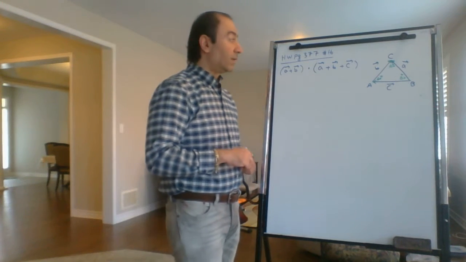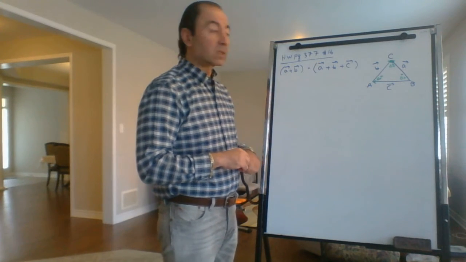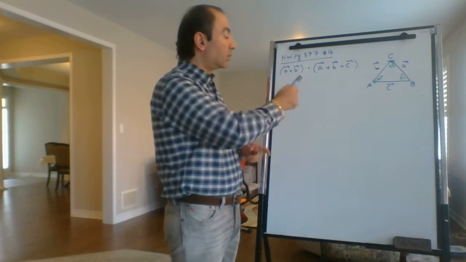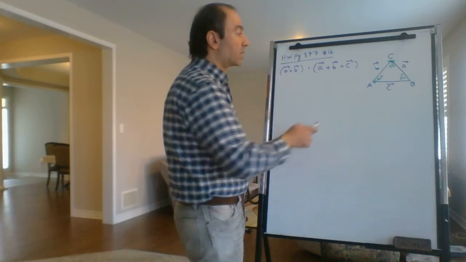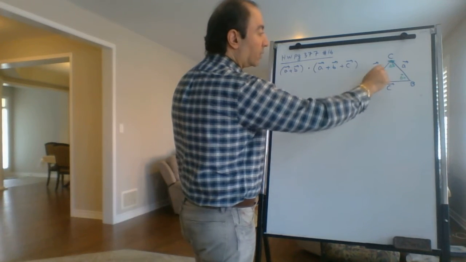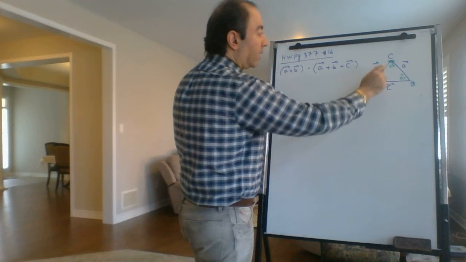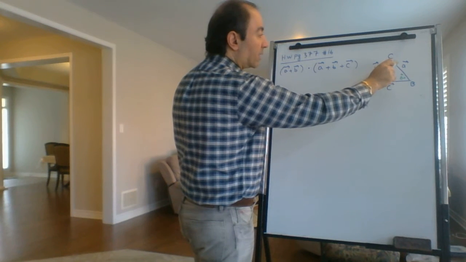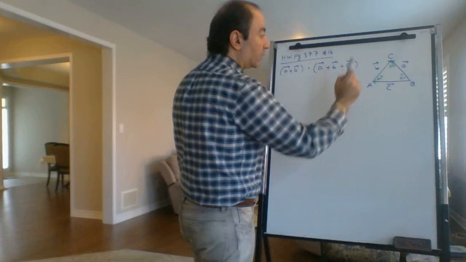Hello again. Now it's time to answer your questions. I will start with the hardest one, number 16. Number 16 says that those are unit vectors, A, B, and C. And so unit vectors, that means each one of those has a magnitude of 1.